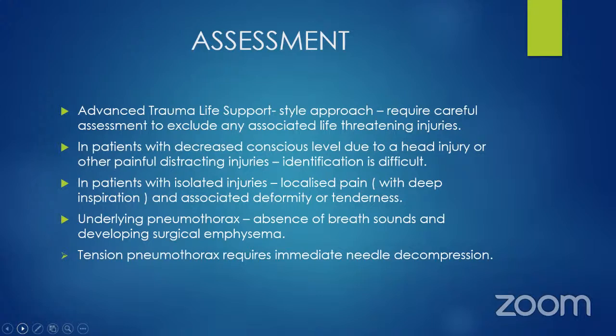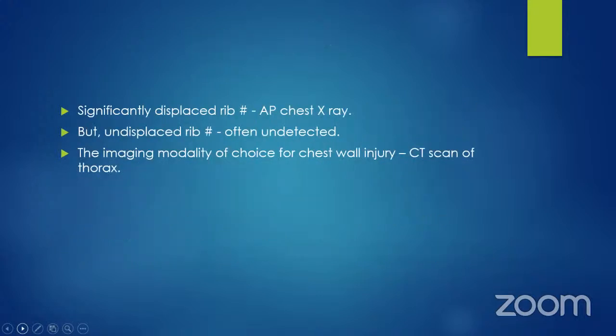In patients with underlying pneumothorax, they have signs of absence of breath sounds or developing surgical emphysema. If there is any chance of tension pneumothorax, we have to immediately decompress; needle decompression should be done. In case of significantly displaced rib fractures, they can be identified on an AP view of the chest X-ray, but undisplaced rib fractures can often go undetected.